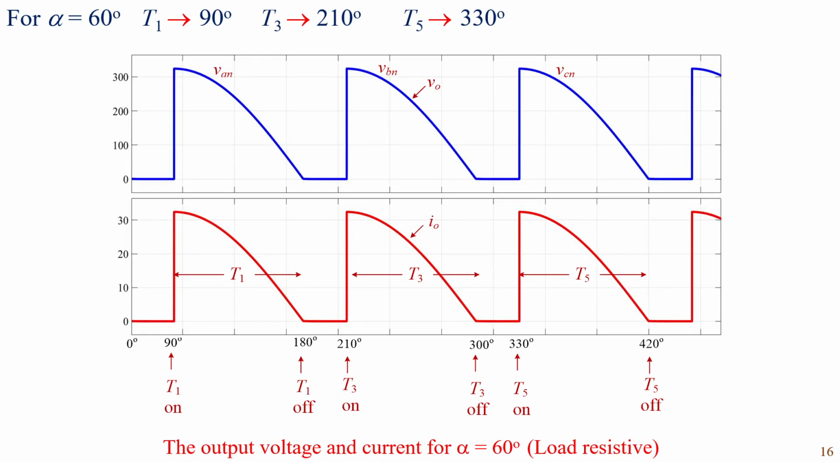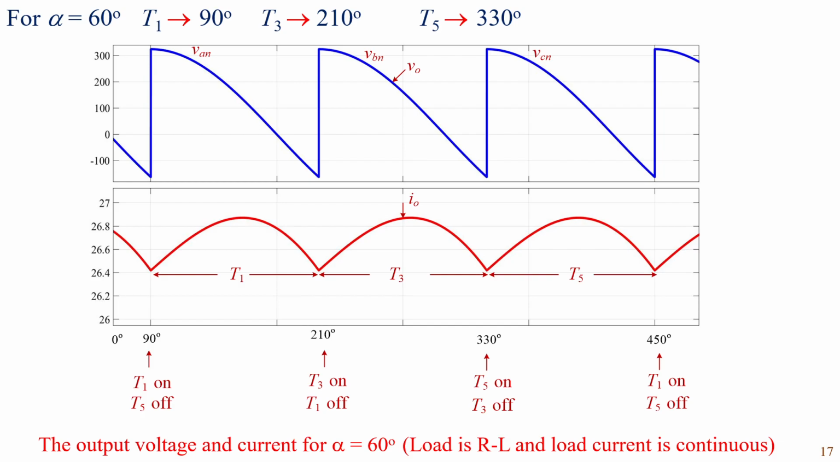This is output voltage and current for alpha equals 60 degrees, and it can be seen that the output current is discontinuous. For the same firing angle, the load inductance is increased to a sufficiently high value so that the load current is continuous. In this case, the load current oscillates around an average value of approximately 26.6 amps.